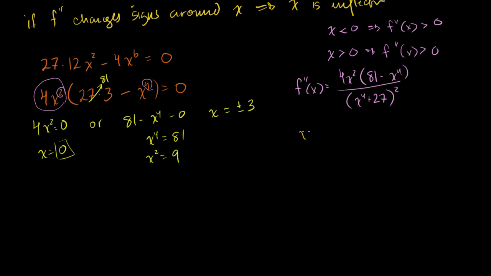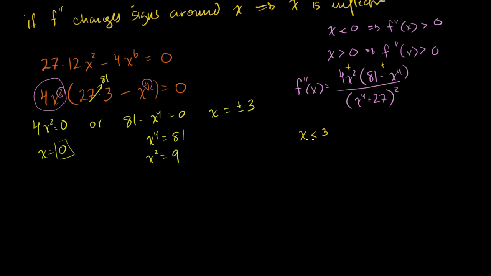So when x is just a little bit less than positive 3, what's the sign of f prime prime of x? It's going to be 4 times a positive number. It might be like 2.999, but this is still going to be positive. So this is going to be positive when x is approaching 3. And if x is 3, this is 0. So if x is a little bit less than 3, like 2.9999, this number is going to be less than 81. So this is also going to be positive. And of course, the denominator is always positive.